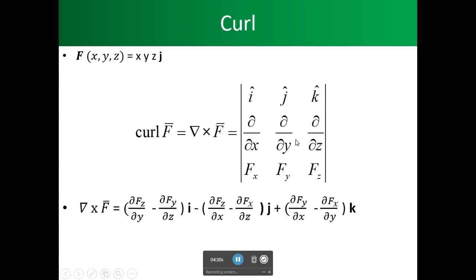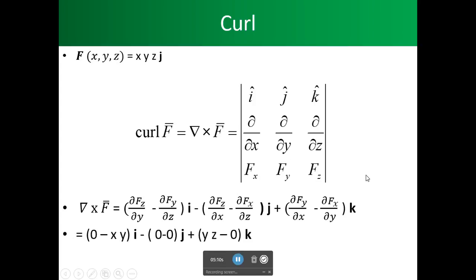Plus, we wipe out the k column. When we wipe out the k column, what we have left is the partial of the y component of the function with respect to x, then minus the partial of the x component of the function with respect to y. That'll give us our k dimension.